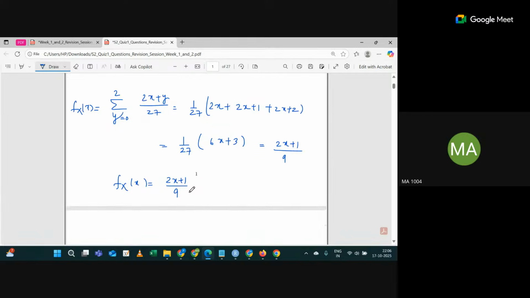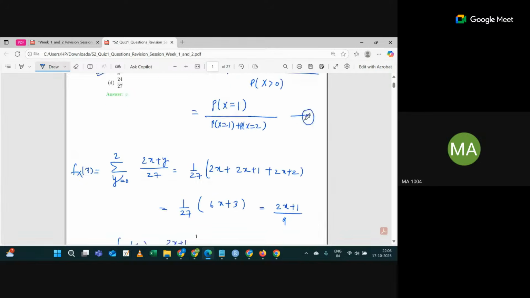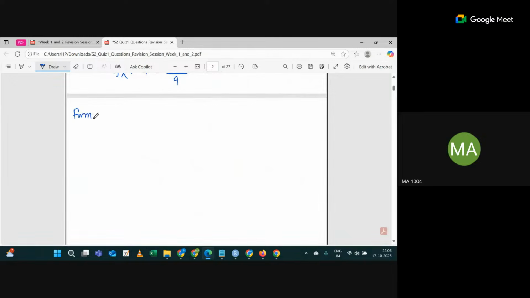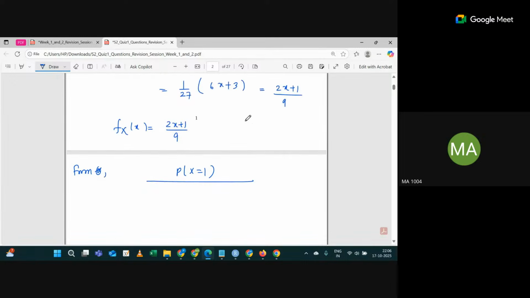Let's say this equation number is star. From star, we have to find probability X equal to 1 divided by probability X equal to 1 plus probability X equal to 2. So we substitute X equal to 1 here. What will you get? 3 by 9, divided by 3 by 9 plus, substituting X equal to 2, 5 by 9. So basically 3 by 8. So 3 by 8 should be the correct answer.